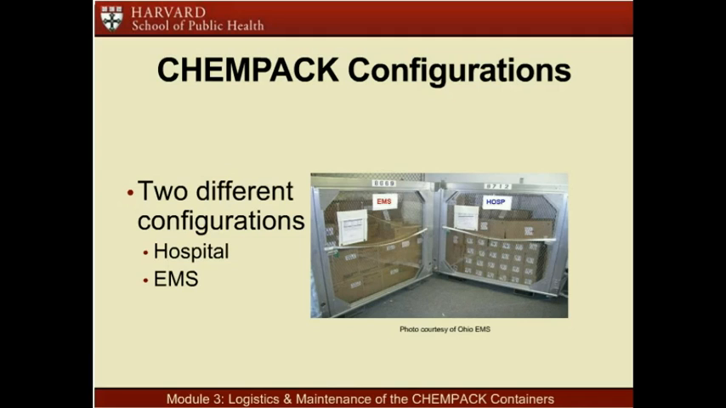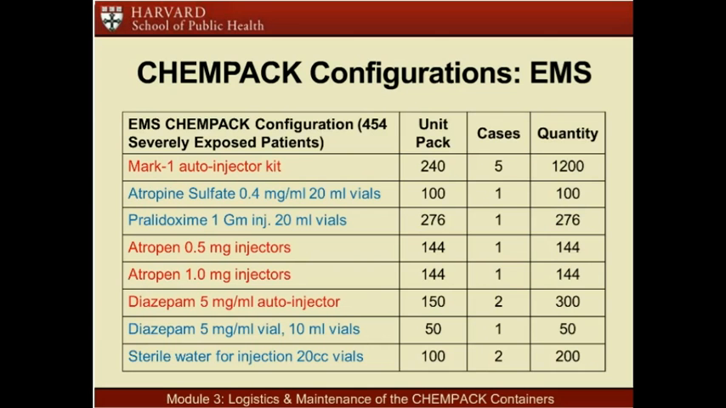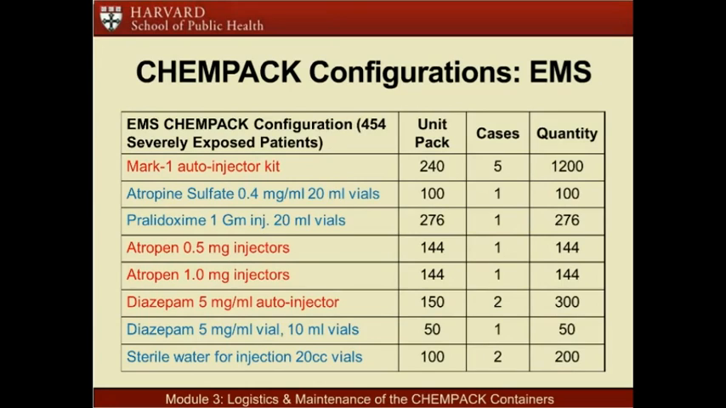Atropine sulfate, pralidoxime, and diazepam, the 3 nerve agent antidotes included in the CHEMPACK, are packaged in smaller boxes so that they can be quickly and easily transferred to other hospitals or to the scene of a nerve agent incident. The EMS configured CHEMPACK containers include enough antidotes for 454 exposed individuals. Severe exposure would require 3 auto-injectors, where minor exposure may only require 1.